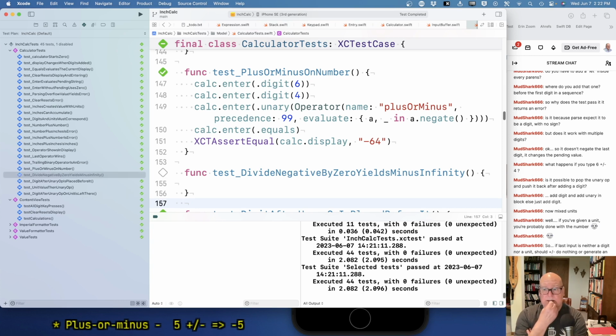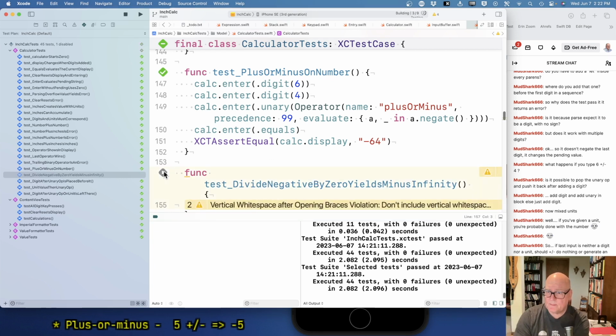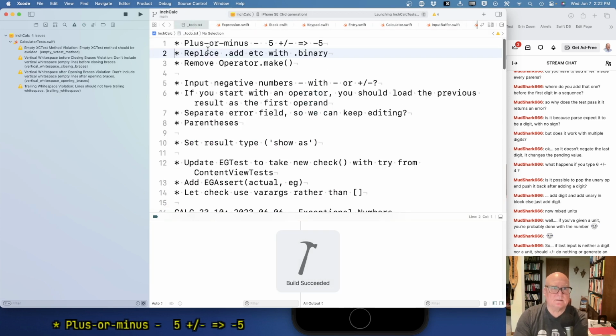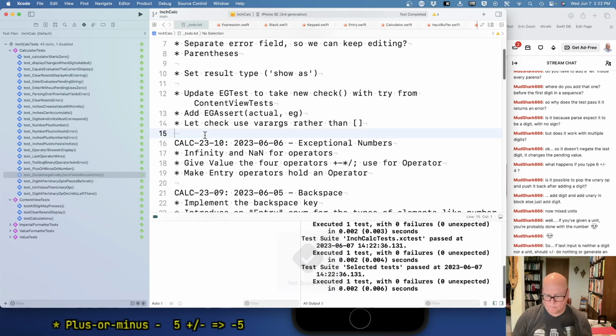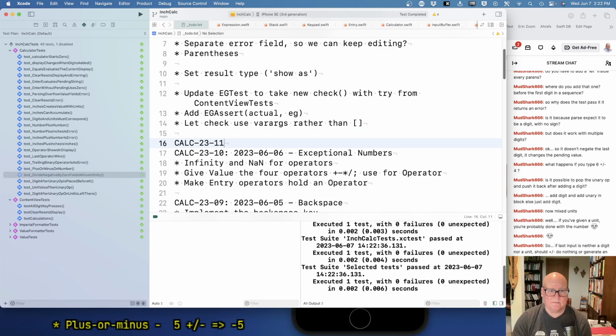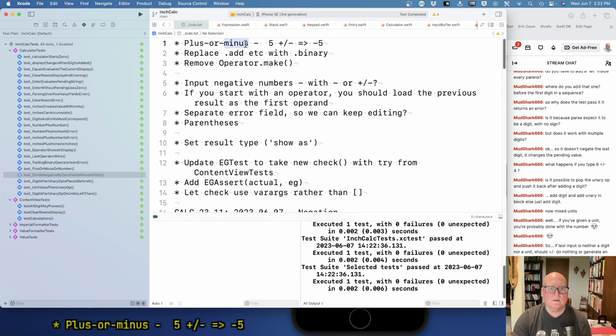Well, that's a good question. I think it should be an error. If you just type plus or minus, right, that's not legit, or plus, same kind of argument. Yeah, let's get this marked in. Calc 2311. Negation. All right, so we're doing that, and I think it's very good.